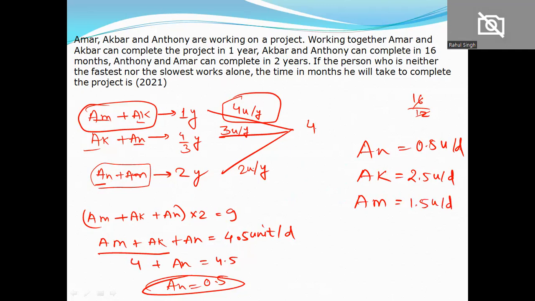Now the question is कि this entire work is done by the person who is neither fastest nor the slowest. तो उसको कितना टाइम लगेगा? तो स्लोएस्ट इज एंथनी एंड फास्टेस्ट इज अकबर. एंथनी अकबर को हटा देते हैं तो अमर बचता है, who is neither fastest nor slowest. तो इसको कितना टाइम लगेगा? सो 4 यूनिट 1.5 डेसिमल ऊपर ले लेगा एंड दैट्स 8/3.